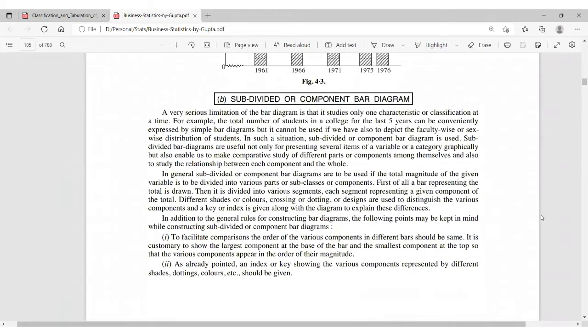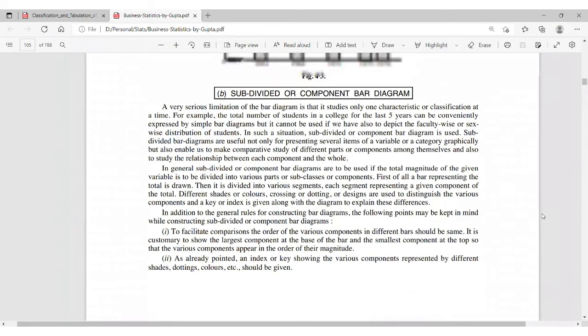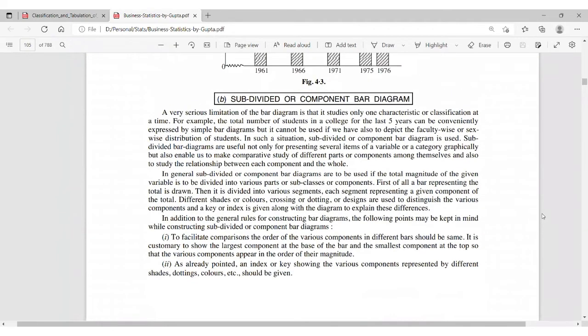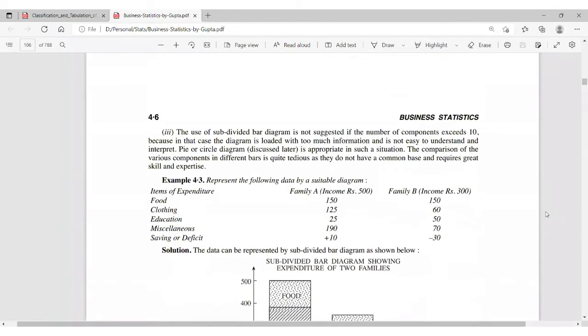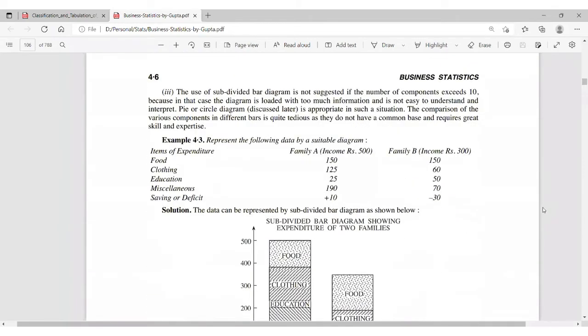Now, the subdivided component of the bar diagrams. Subdivided: we further divide the data into much more parts. Let me take an example for this. This is given, right? So we use a subdivided bar diagram in this, to represent the data in a suitable diagram.